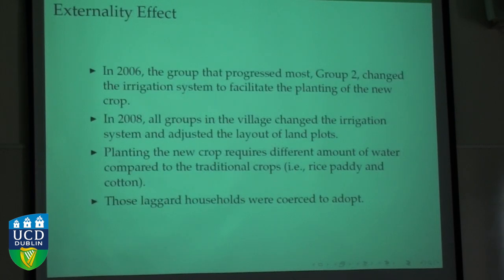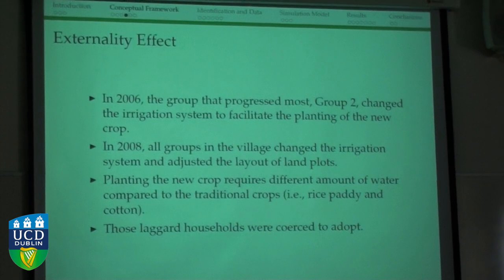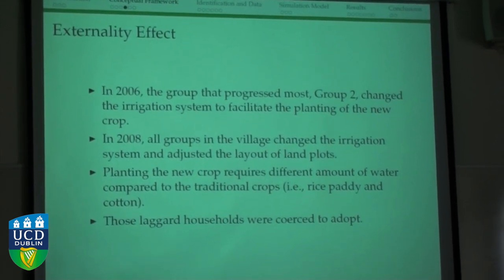And the diffusion kept going on, and in 2006, group two, which is the group that progressed most, had most of its households already adopted the new crop, and then they changed the whole irrigation system in this group. You know, in the village, each of the groups had their own irrigation system, so they changed this in order to satisfy the requirement of producing the new crop. Note that planting the new crop requires different amounts of water compared to the traditional crops.